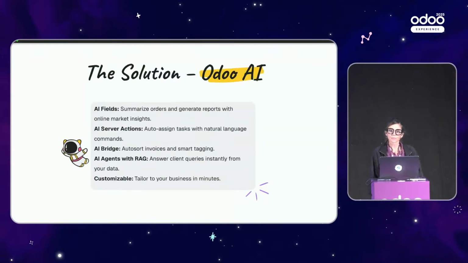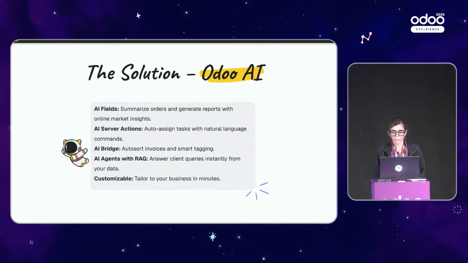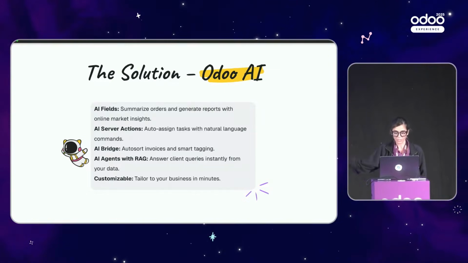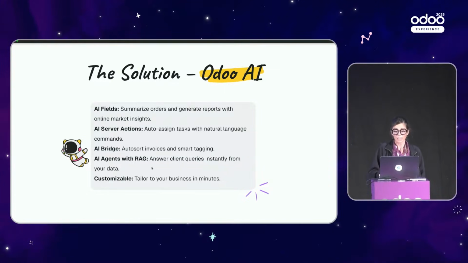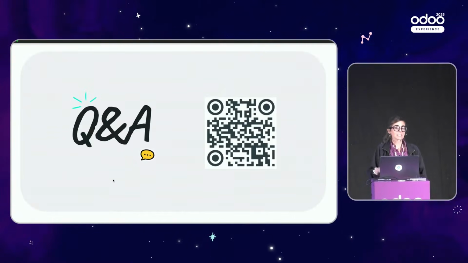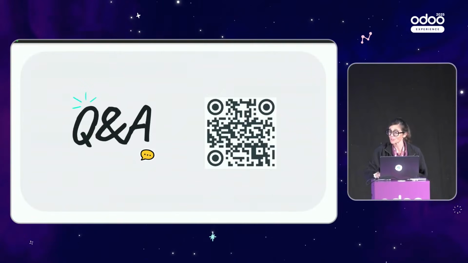Those are all the AI features that we currently have and that I pretty much demoed: the AI field, AI server action, the bridge in the document, the agent with RAG, and the customizable one. And I think that's it, and I'm sorry I'm not going to be able to do a Q&A.